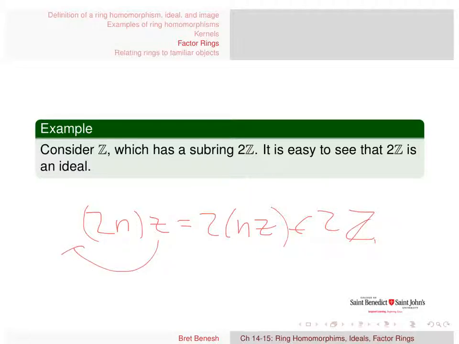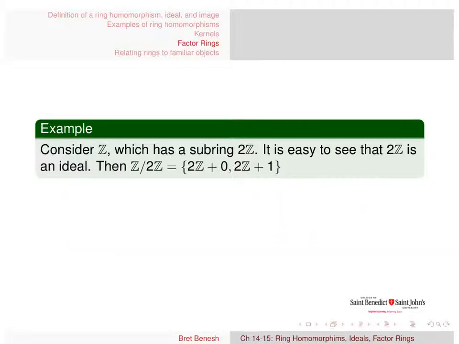If Z's on the other side, you're still going to get this because multiplication's abelian in the integers. It might not be in other rings. Then if you quotient out, you get 2Z plus 1, 2Z plus 0. Those are your two elements. So you have a ring with just two elements. That's isomorphic to Z2. In fact, many people define Z2 to be like this.